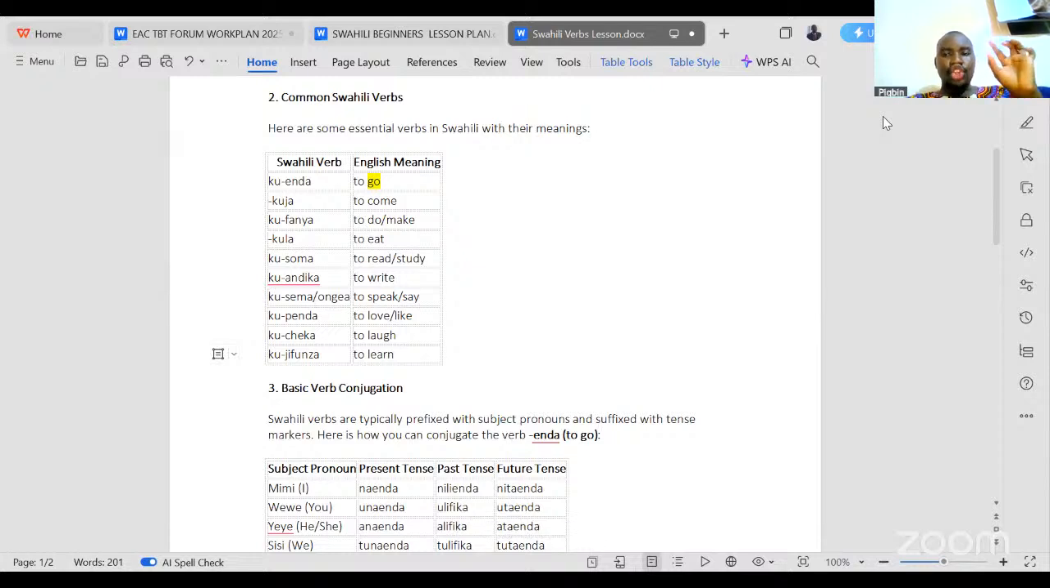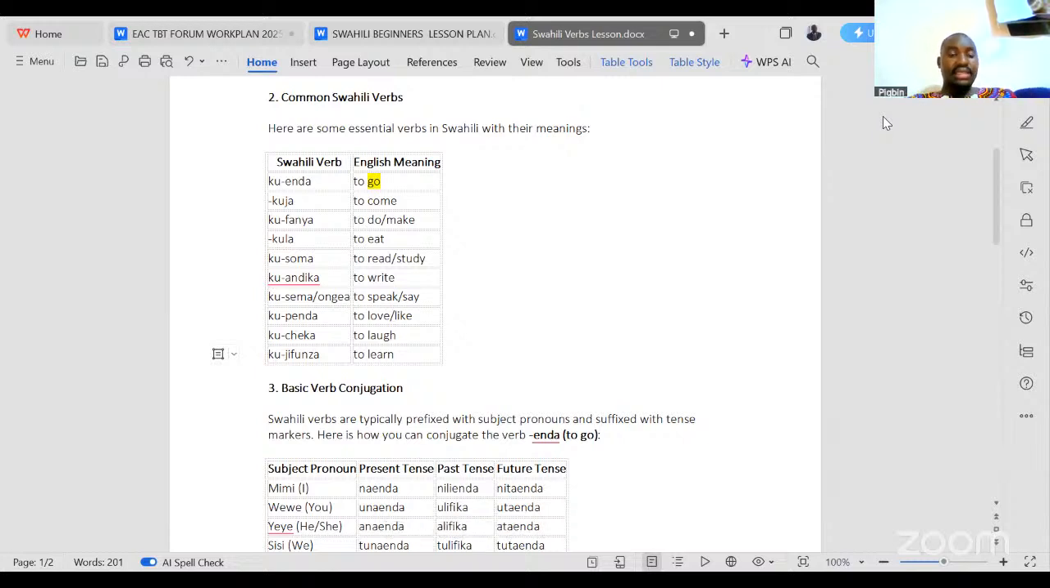Soma. Soma, which means read. Then kusoma. Kusoma, which means to read or to study. Andika. Andika, which means write. Kuandika, it means to write.